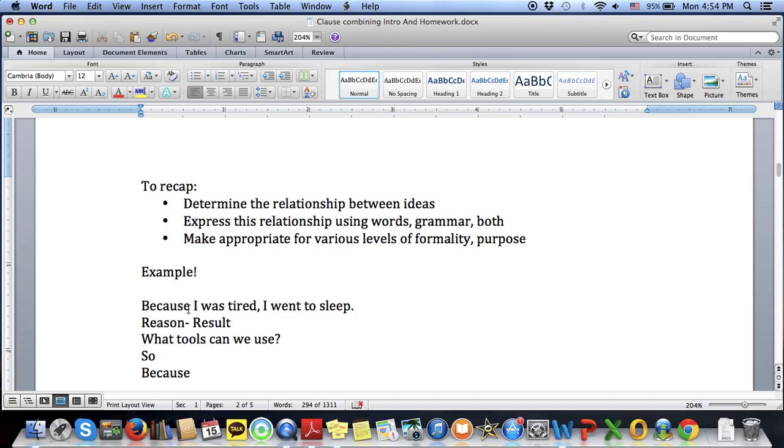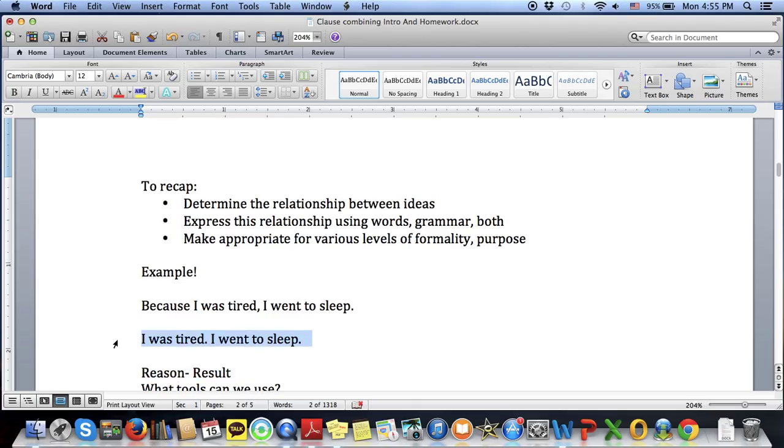Well, those are the simple ways, right? What about a more complicated way to put these ideas together? I'll take it and go like this. So, there we go. Sorry, no. I was tired, right? Yes, I was tired. I went to sleep. And as I said before, my computer's not being dumb. I am. Sorry. We still have that same relationship, reason and result.